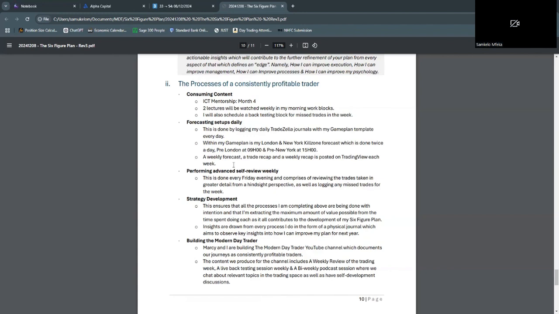And so insights will be drawn from every process I do in the form of a physical journal. And that you've seen in the questions, those review questions that I had, and the aim is to keep observing these key insights into how I can improve my plan for next year, whether I'm forecasting, backtesting, doing my weekly ASR. I need to keep that pen and journal nearby and extract insights that I'm taking note of.